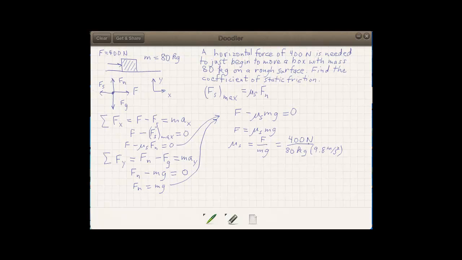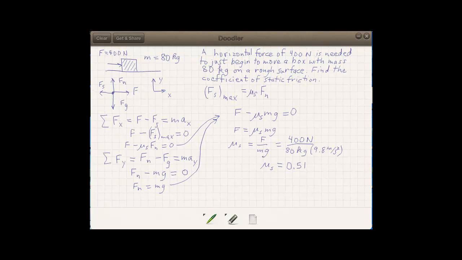That's the same thing as newtons. So we have for our answer newtons over newtons, which cancels out. And that makes sense because if we remember, coefficients of friction are just numbers. They don't have any units associated with them. If you plug these numbers in for the coefficient of static friction, you get 0.51. And that makes sense. Coefficients of friction are usually values that are between 0 and 1. Sometimes they can be a little bit larger, but normally they're less than 1.